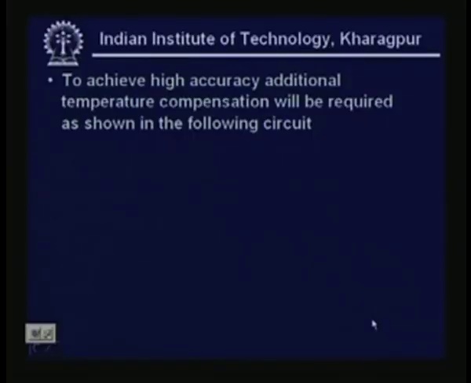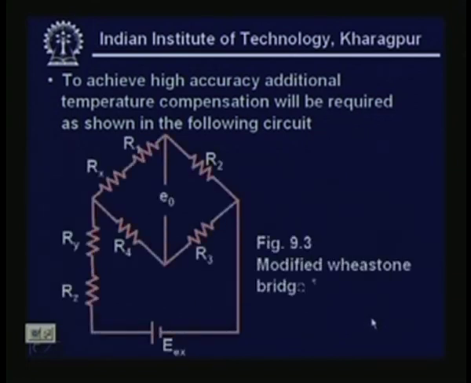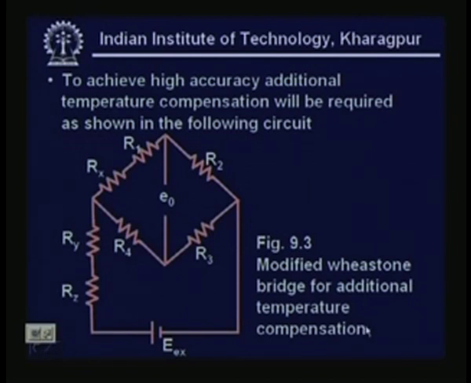Now, some important features. To achieve high accuracy, additional temperature compensation will be required as shown in the following figure. A modified Wheatstone bridge for additional temperature compensation is necessary, because it may happen that all the resistances may not have the same temperature coefficient of resistance. So, in that situation we have added, very carefully, only three resistances R x, R y and R z. Probably all will be varying sort of resistances.